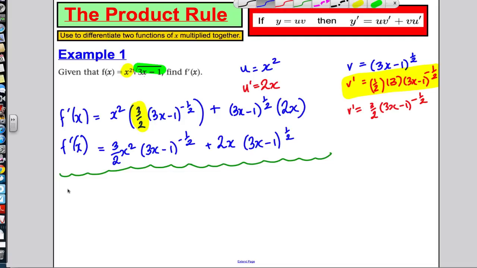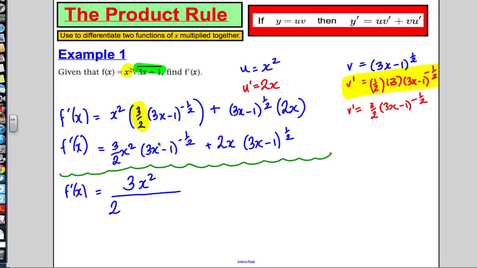So that would mean that f dash x, well, the 3's on top, the x squared's on top, the 2's on the bottom, 3/2, and this is 3x minus 1, 1 over the square root of 3x minus 1. So the square root of 3x subtract 1 would end up on the bottom. And this here, the 2x is on the top, along with the positive square root of 3x minus 1.